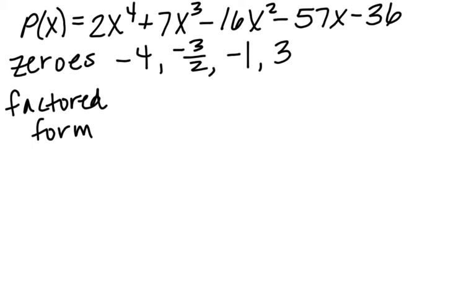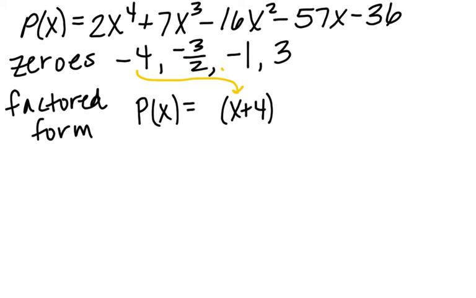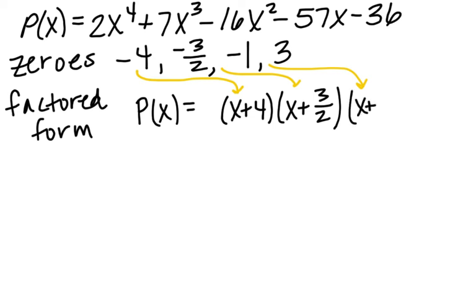So our zeros are negative 4, negative 3 halves, negative 1, and 3. And last we want to write this function in factored form. So our 0 of negative 4 came from the factor of x plus 4. Our 0 of negative 3 halves came from our factor of x plus 3 halves. Negative 1 came from x plus 1. And finally, 3 came from x minus 3.